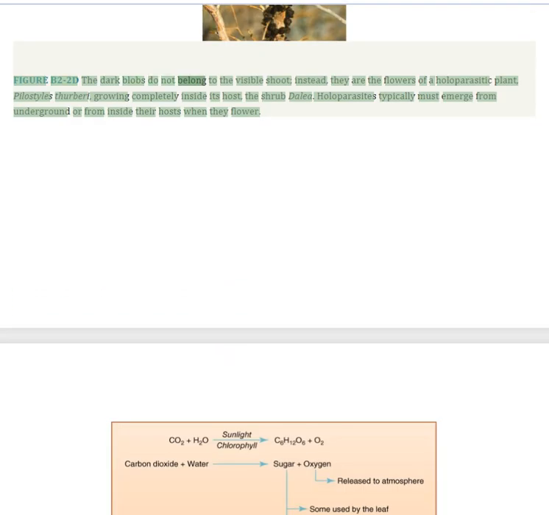Figure B2, 2d. The dark blobs do not belong to the visible shoot. Instead, they are the flowers of a holoparasitic plant, Pilostyles thurberi, growing completely inside its host, the shrub Dalea. Holoparasites typically must emerge from underground or from inside their hosts when they flower.